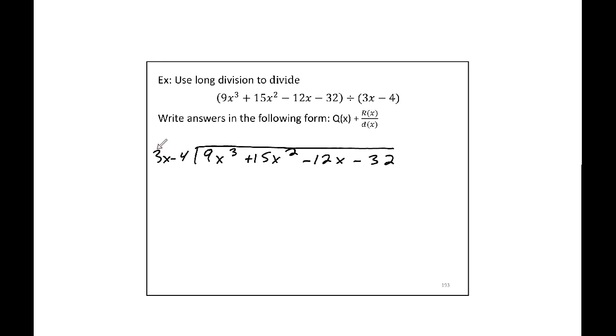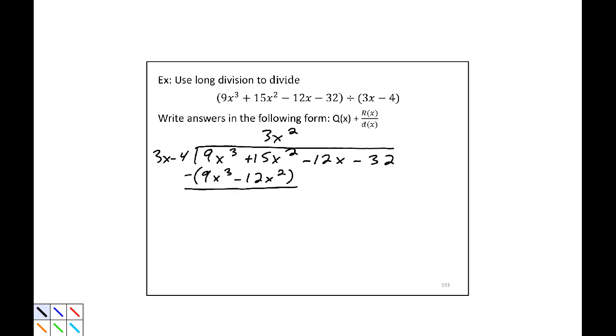We want to think, 3x times what would give me a 9x cubed? Well, that would be a 3x squared. Thinking about my exponents, 3x squared times 3x would be 9x cubed. Good. 3x squared times minus 4 would be a minus 12x cubed. No, squared.